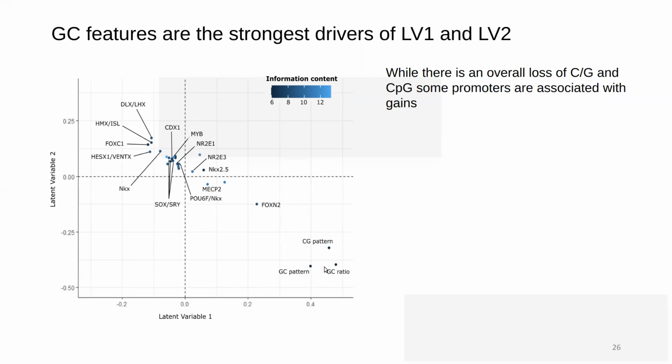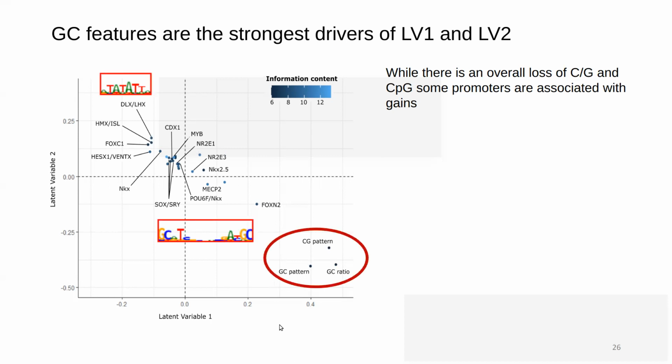So basically, we know that this pattern is lost globally, but it's interesting to see there is actually a subset of genes in which it is gained. There are other transcription factors on this axis, but what's interesting about these is that they follow the CG pattern. For example, FOXN1 is very CG rich, and FOXC1 is very AT rich.